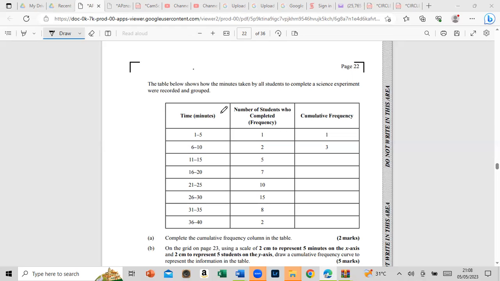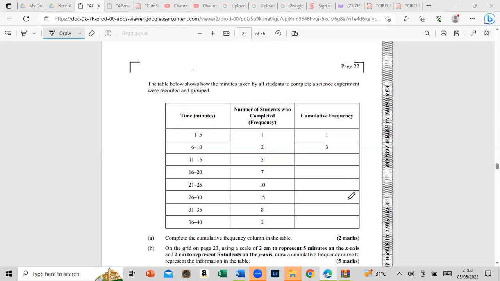So what this is saying is the number of students who completed, and this is the time, right? From 1 to 5 minutes, only one person was able to do that. From 6 to 10, 2 persons. 11 to 15, 5 persons, and so on and so on. So what we're going to be doing is finding the total persons.